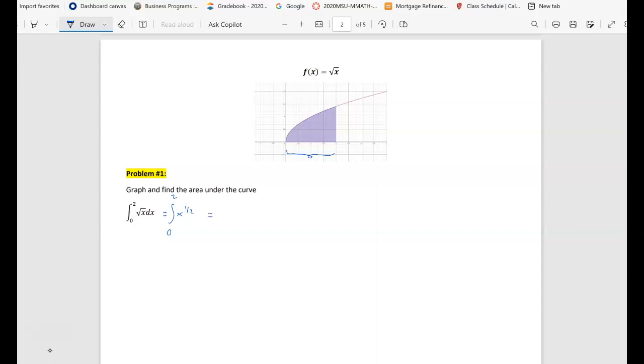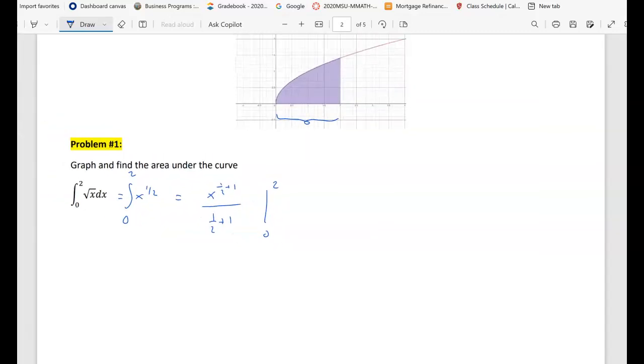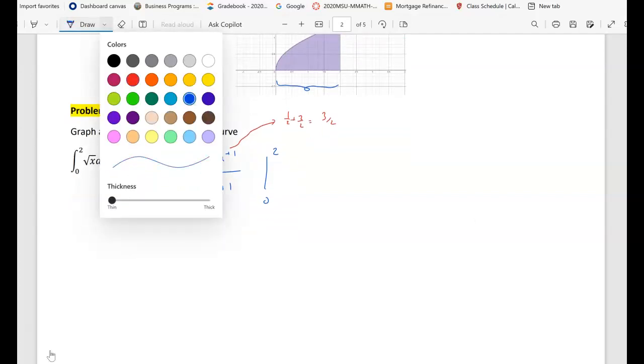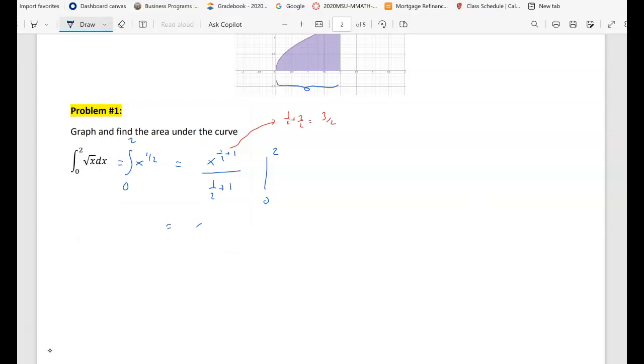And the integral of x to the 1/2 is going to be x to the 1/2 plus 1 over 1/2 plus 1. And then we're going to be applying the limits of integration from 0 to 2. As we apply the integral, the new exponent is going to be 1/2 plus 2 over 2, or 3/2. So let me rewrite it as x to the 3/2 divided by 3/2, and we're going to be evaluating from 0 to 2.